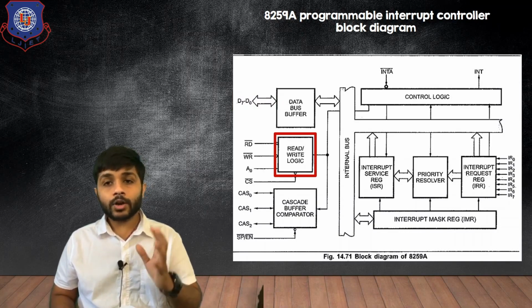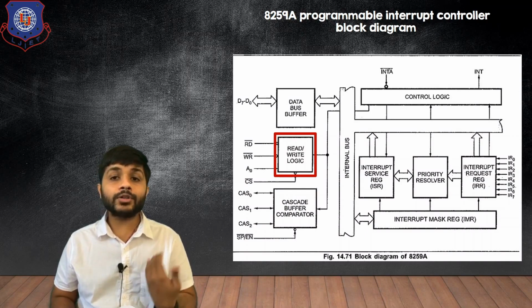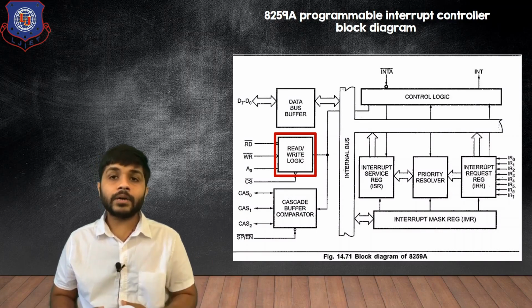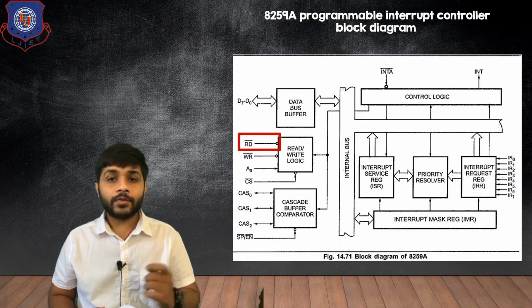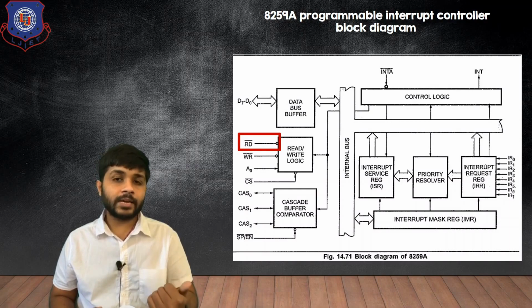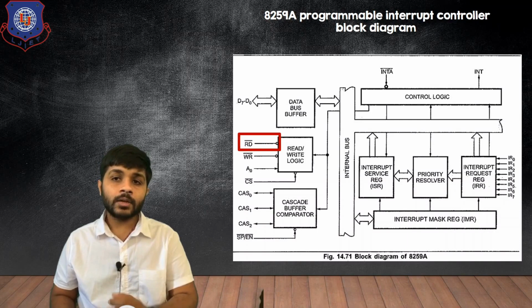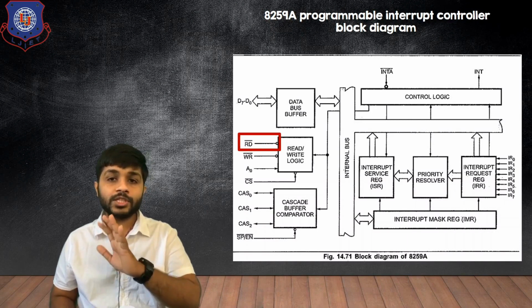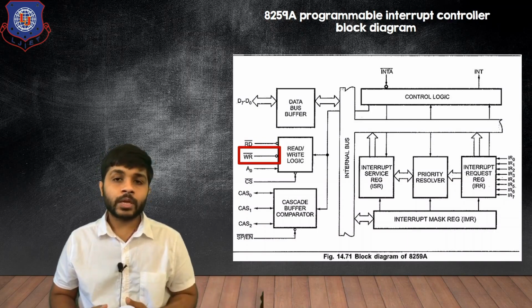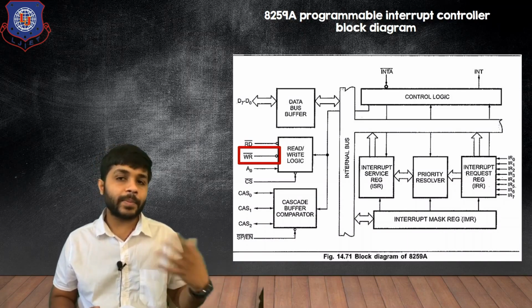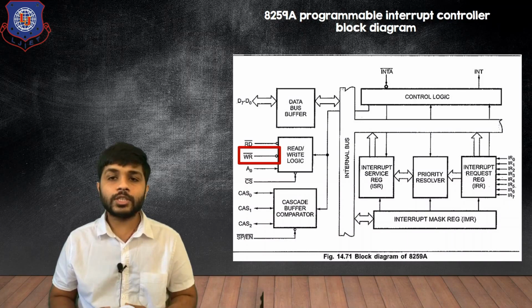The next block is read-write logic. Using the read-write logic, the processor can send different control signals, using which the microprocessor can either read or write data from the 8259A. The first pin is the read bar, which is sent by the microprocessor. So when the microprocessor sends the read control signal, the data will be transferred from this chip to the microprocessor. When the processor sends the write control signal, the data will be transferred from the microprocessor to this chip.